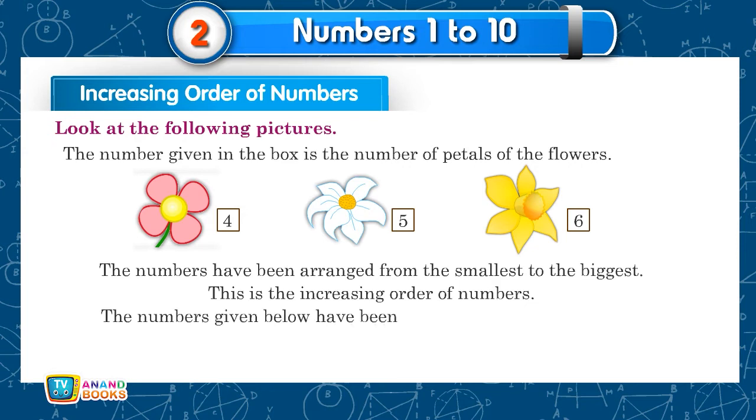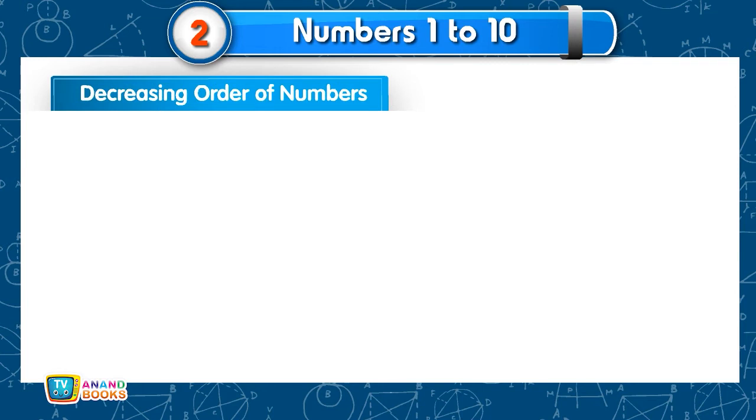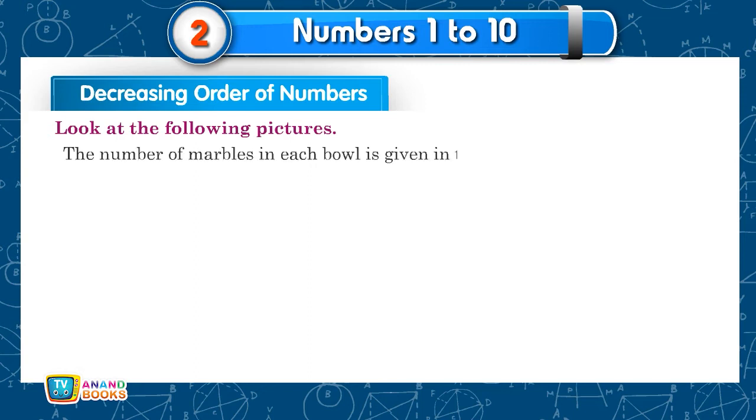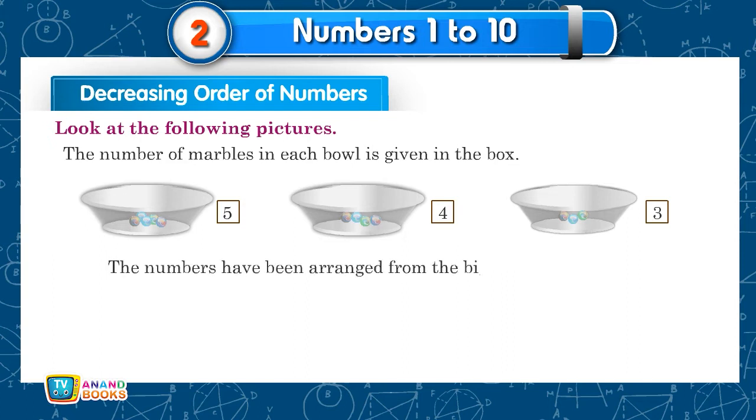Increasing order of numbers. Look at the following pictures. The number given in the box is the number of petals of the flowers. 4, 5, 6. The numbers have been arranged from the smallest to the biggest. This is the increasing order of numbers. The numbers given below have been arranged in increasing order. 1, 2, 3, 5, 6, 7, 8, 9, 10.